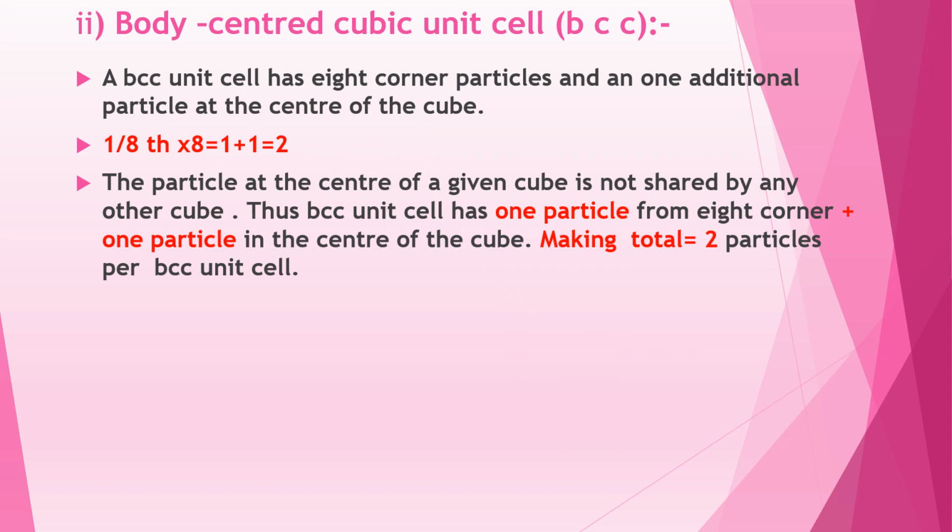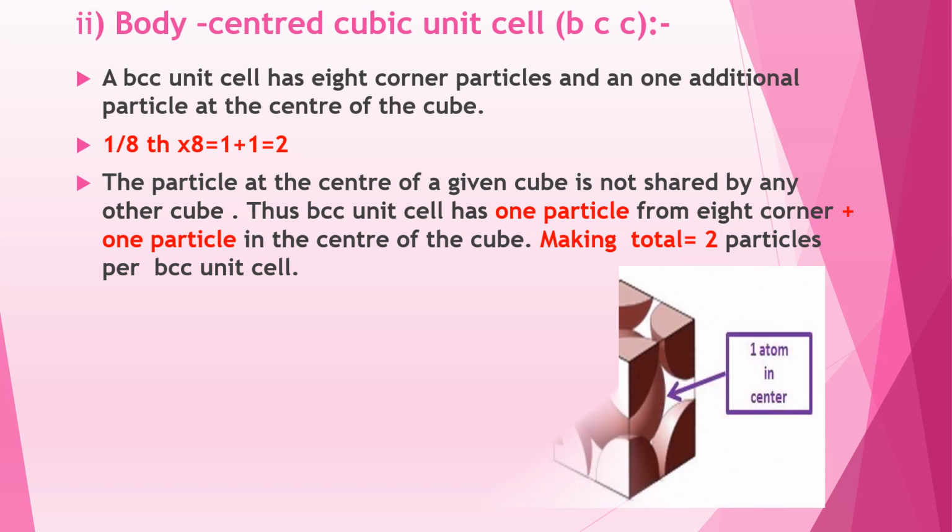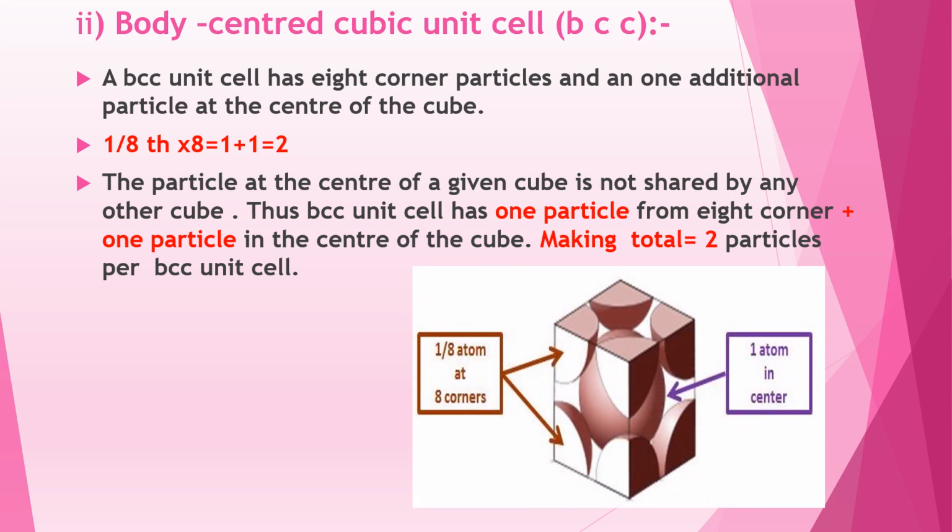The particle at the center of a given cube is not shared by any other cube. Thus, a BCC unit cell has 1 particle from the 8 corners plus 1 particle at the center of the cube. The total number of particles is 2 per unit cell in the body centered cubic unit cell. This diagram makes it simple: 1 by 8 from 8 corners, and 1 atom present at the center of the cube, so a total of 2 particles are present. Understood?